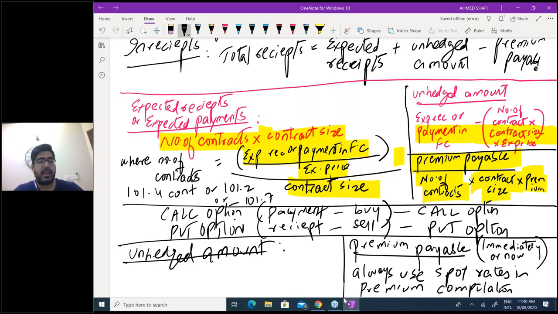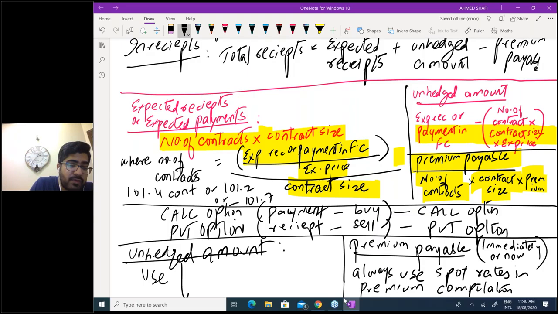Some amount is left as unhedged. Why is unhedged left? Because futures and options are standardized contracts. If it is 101.4 contracts, you only have to take 101. You can't take 101.4 contracts. So some unhedged amount remains. This unhedged amount cannot be hedged by futures because they are standardized contracts, nor by options because options are also standardized contracts.